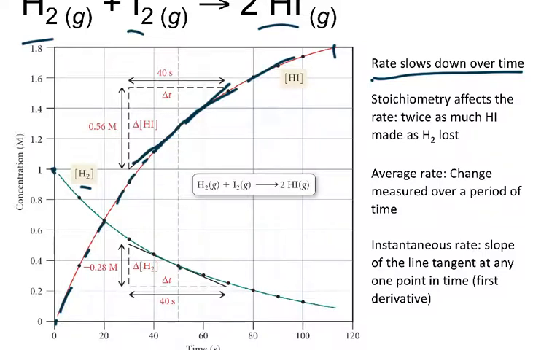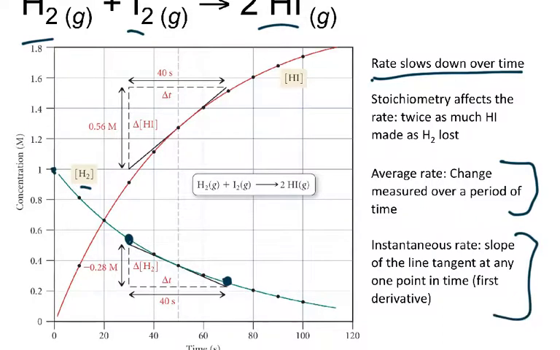So there's a couple ways to measure rate. You can do the average rate, which is the change measured over a period of time. So on this graph, if we're measuring the change in hydrogen, we could take 2 of these dots and draw a line between them and find out what the rate is over that period of time. Or we can do the instantaneous slope, which is the slope of the line tangent at any one point, or the first derivative of the equation at that point in time.